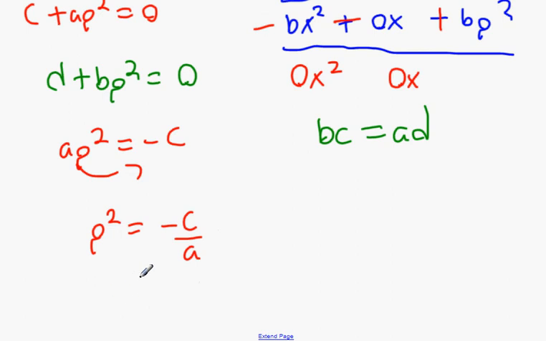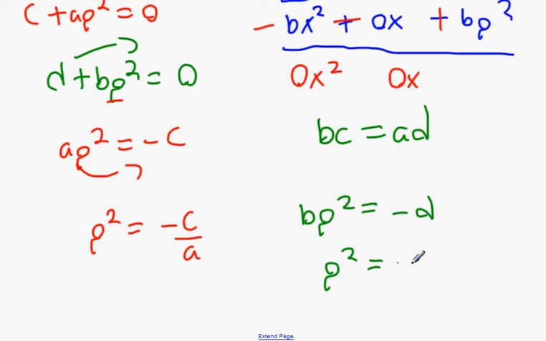You could get p on its own by square rooting both sides, but why don't you need to? Because there's a p squared in the green equation. Once again, bring over the d, we're going to get bp squared equals minus d. Then we're going to get p squared equals minus d over b. Both of these equations are equal to p squared. That must mean they both equal each other.